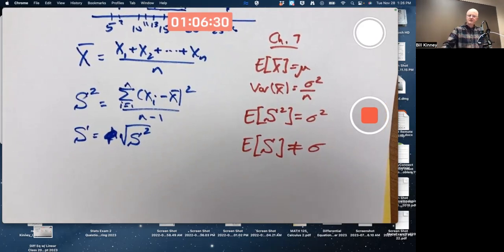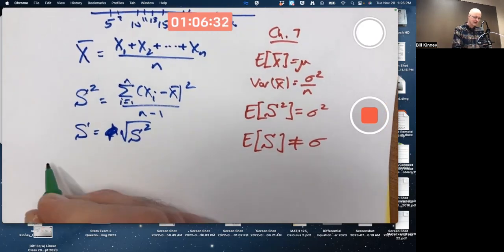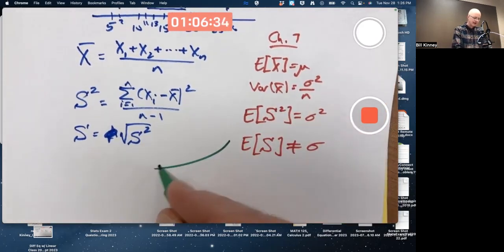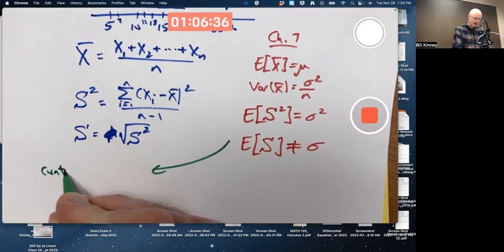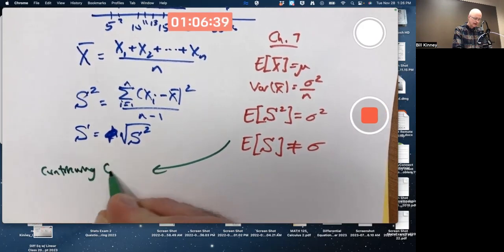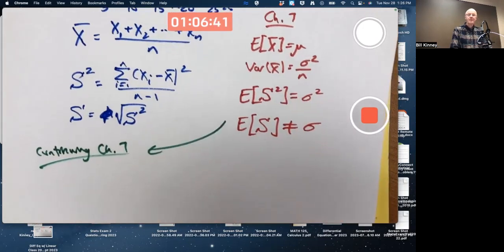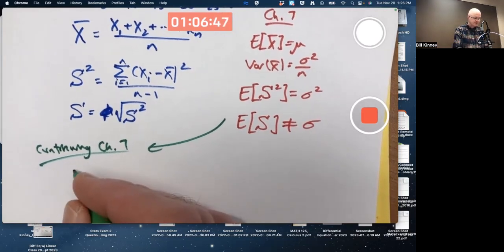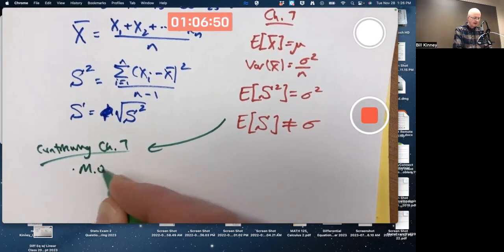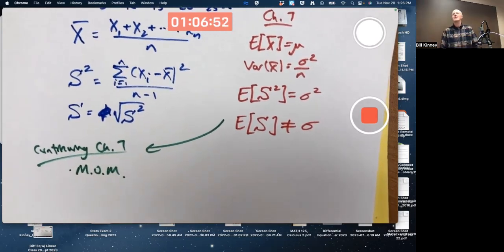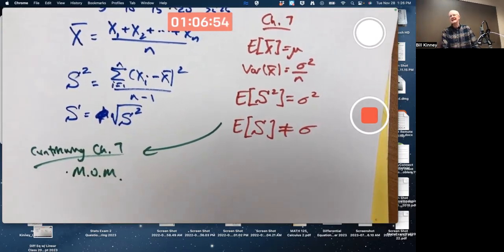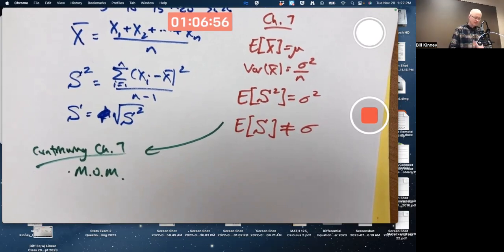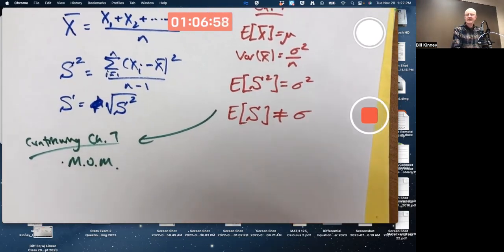Then we moved on to chapter 7. Well, this is partially chapter 7 here. Continuing in chapter 7, we got into some pretty heavy theoretical stuff. Probably the easiest of which was the method of moments, MOM. Though that was still tricky. It's easiest to think about with examples.